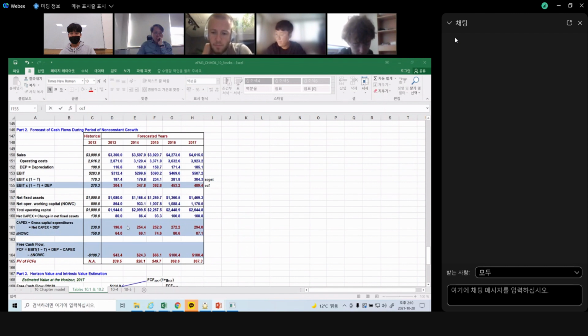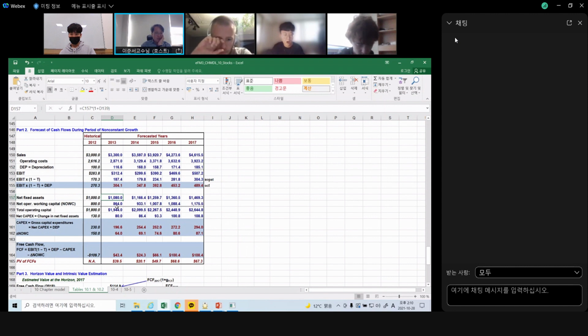Then, this is operating cash flow, right? And the net fixed asset is 1,080, for example. Net operating capital is 864, but last year is $800. So in terms of net operating capital, we need to calculate the increasing amount or decreasing amount, right? So this net operating capital increased to 864 from 800.